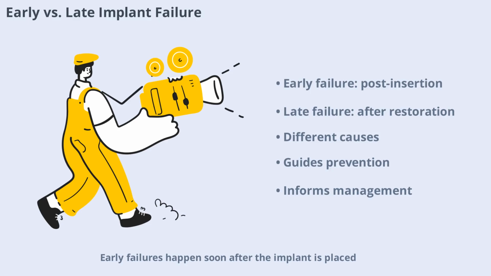Early failures happen soon after the implant is placed, often due to issues like improper site preparation, bacterial contamination, or inadequate mechanical stability. Late failures, on the other hand, develop after the implant has been restored and is in use, typically resulting from excessive load or infection such as peri-implantitis. Understanding the timing and causes of failure helps guide both prevention and management strategies.